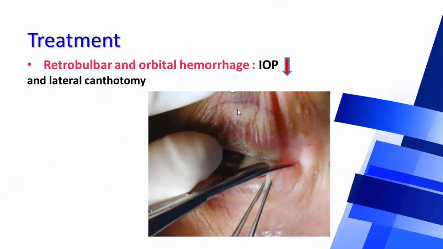Treatment of both conditions, retrobulbar hemorrhage and orbital hemorrhage, is by decreasing the intraocular pressure with osmotic diuretics, and lastly by lateral canthotomy to widen the palpebral fissure and decrease the pressure effect of the eyelids on the globe.